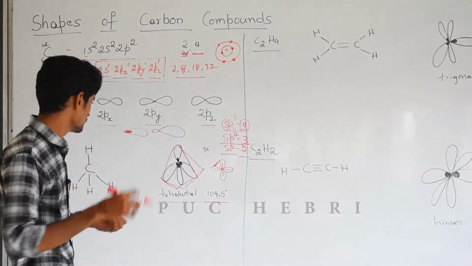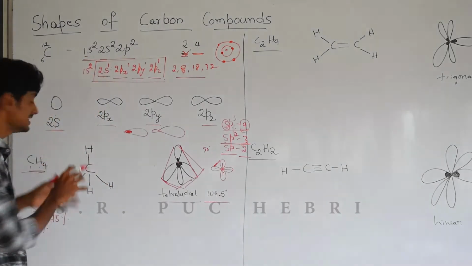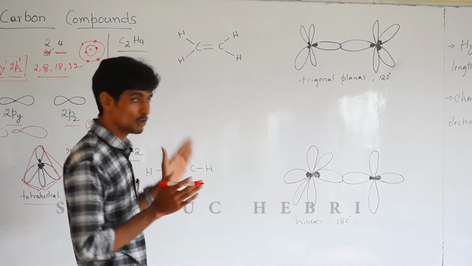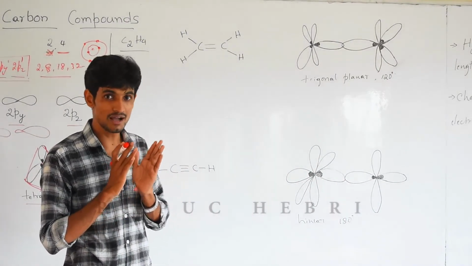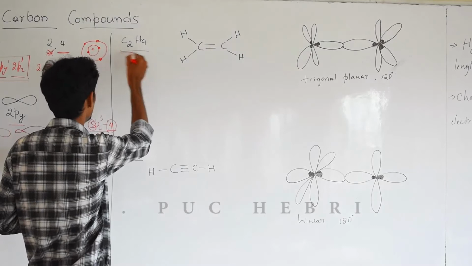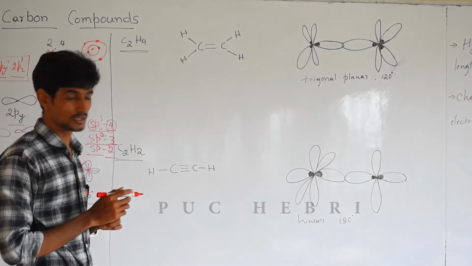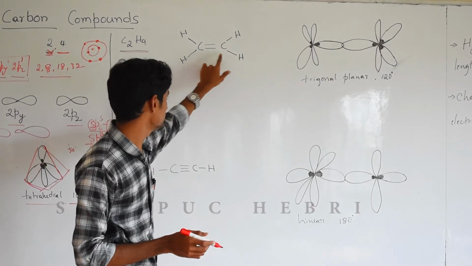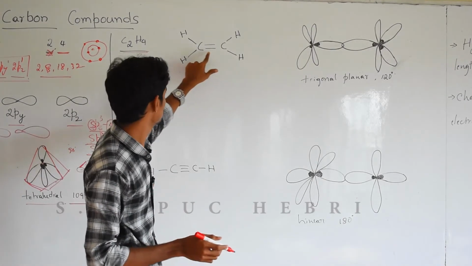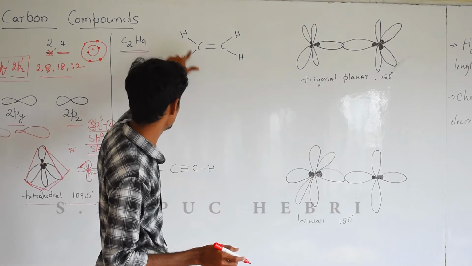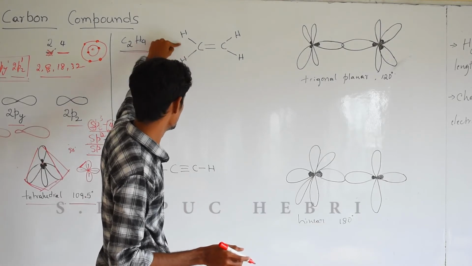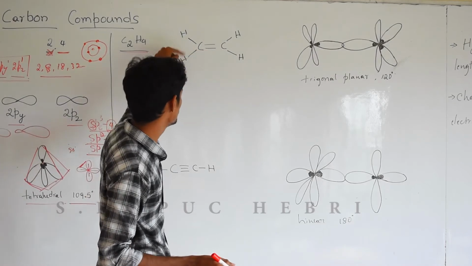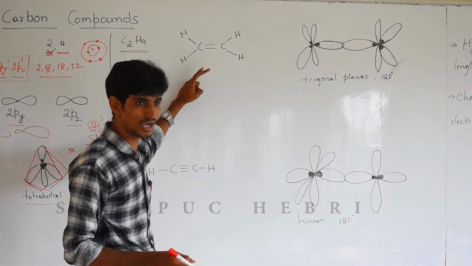So tetrahedral shape. That's how the methane will look. Okay, the next compound I am taking is ethene. Here, carbon has a double bond with another carbon, and a single bond with two hydrogens each. Both of these carbons have two single bonds with two hydrogens.